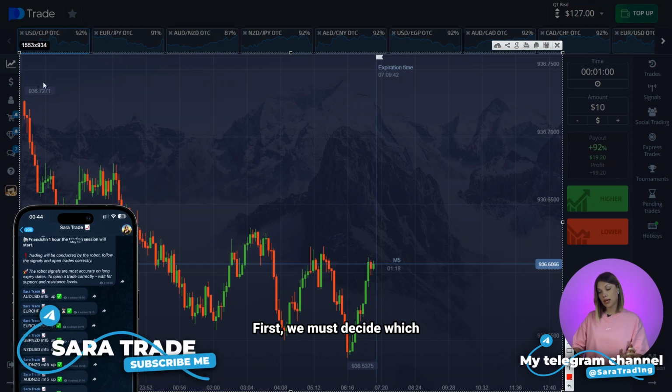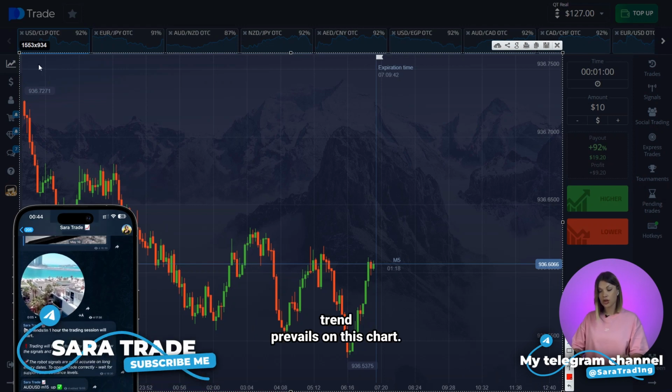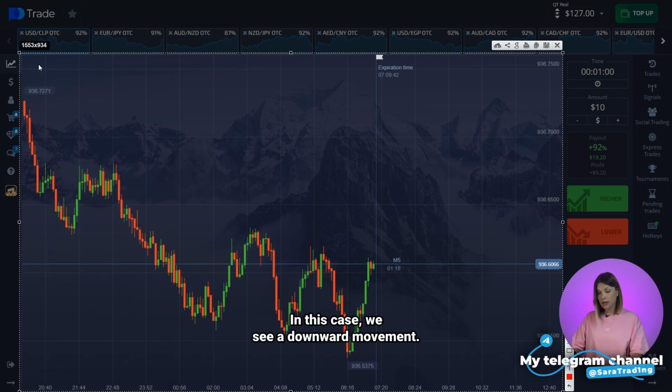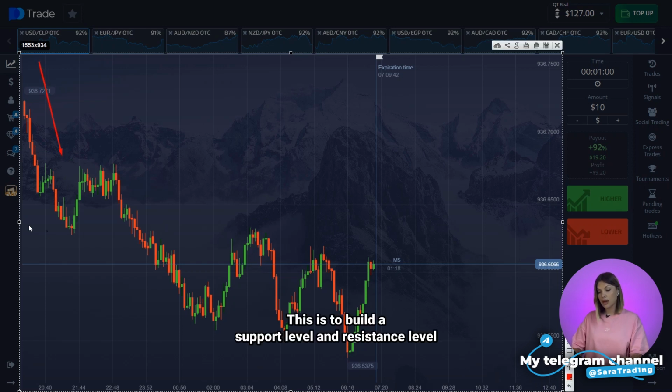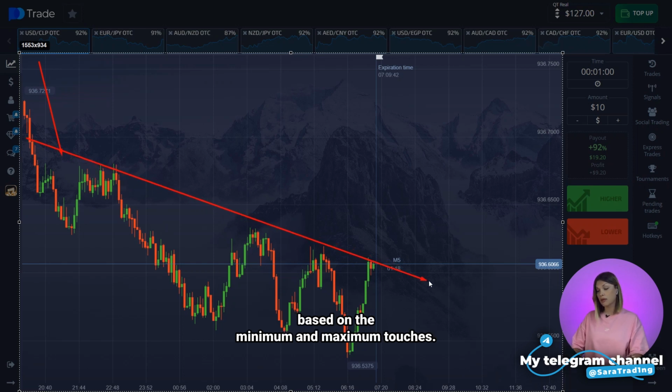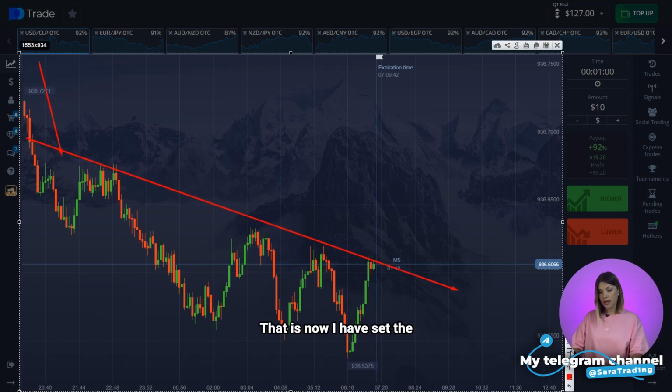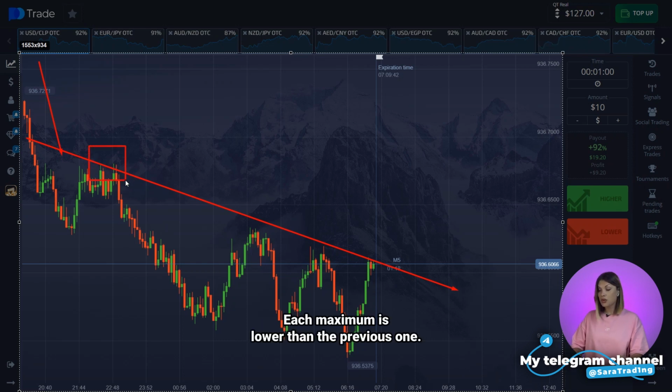First, we must decide which trend prevails on this chart. In this case, we see a downward movement. How to determine the price trend? This is done by building a support level and a resistance level based on the minimum and maximum touches. That is, now I have set the resistance level, and what can we notice? Each maximum is lower than the previous one. This means that our trend is downward.